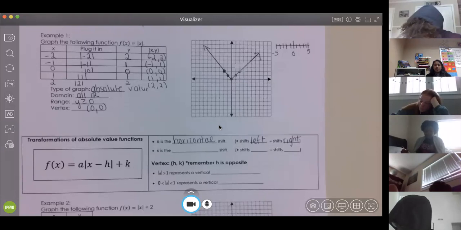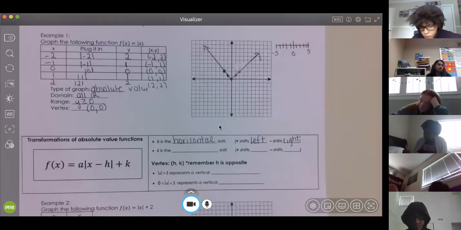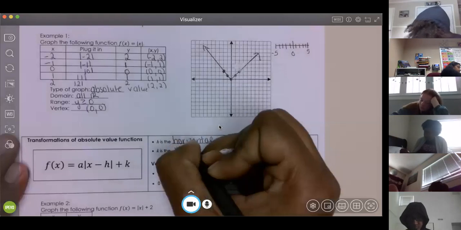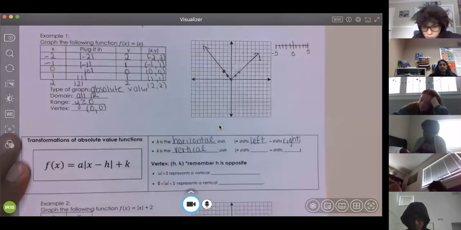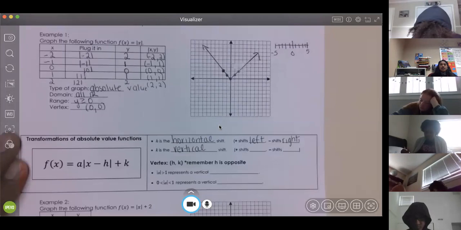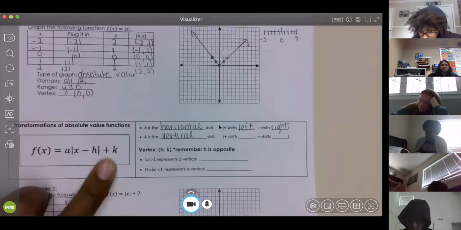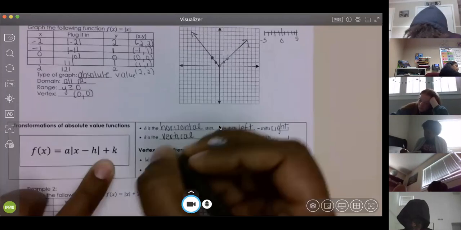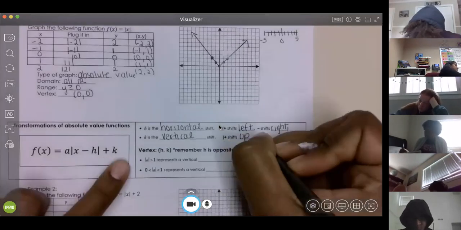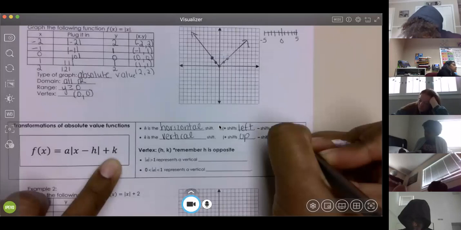So that's the h value. The k value is the vertical shift. This one is what you would expect it to be. If this sign is a plus sign, that means you're going up. If this sign's a minus sign, it means you're going down.